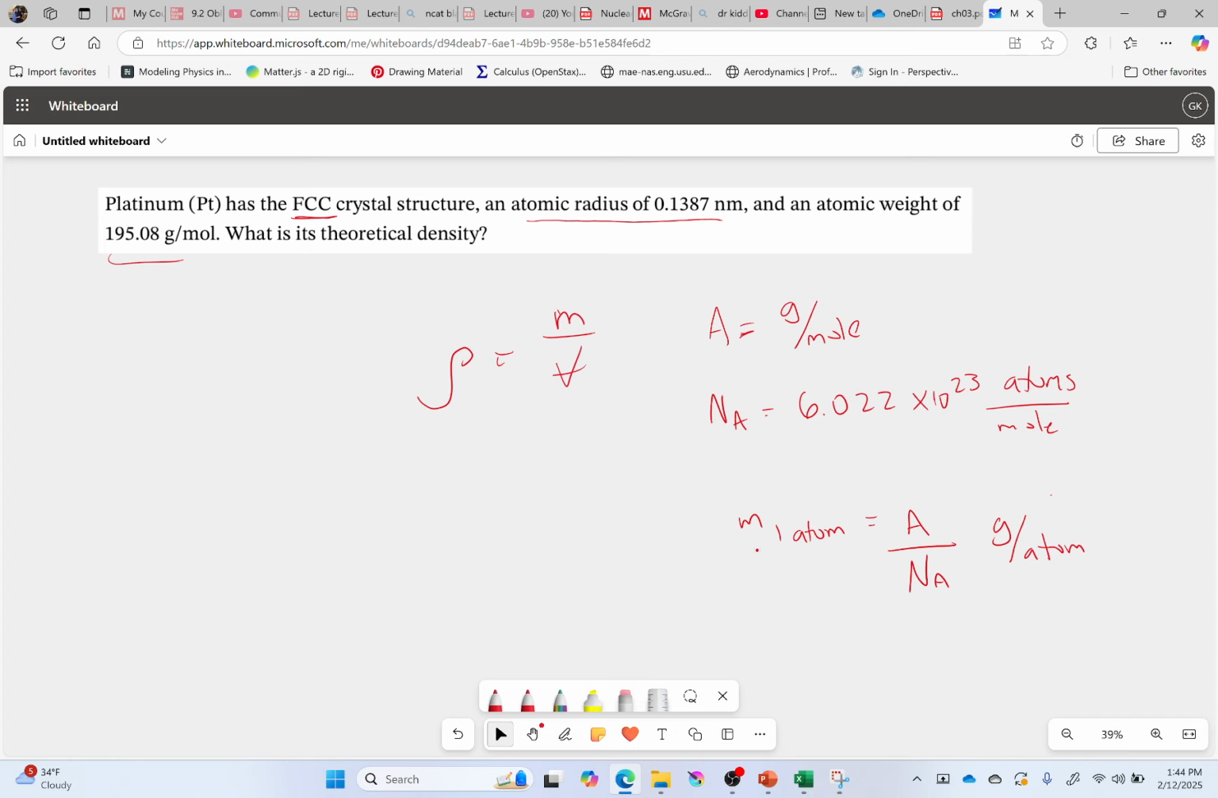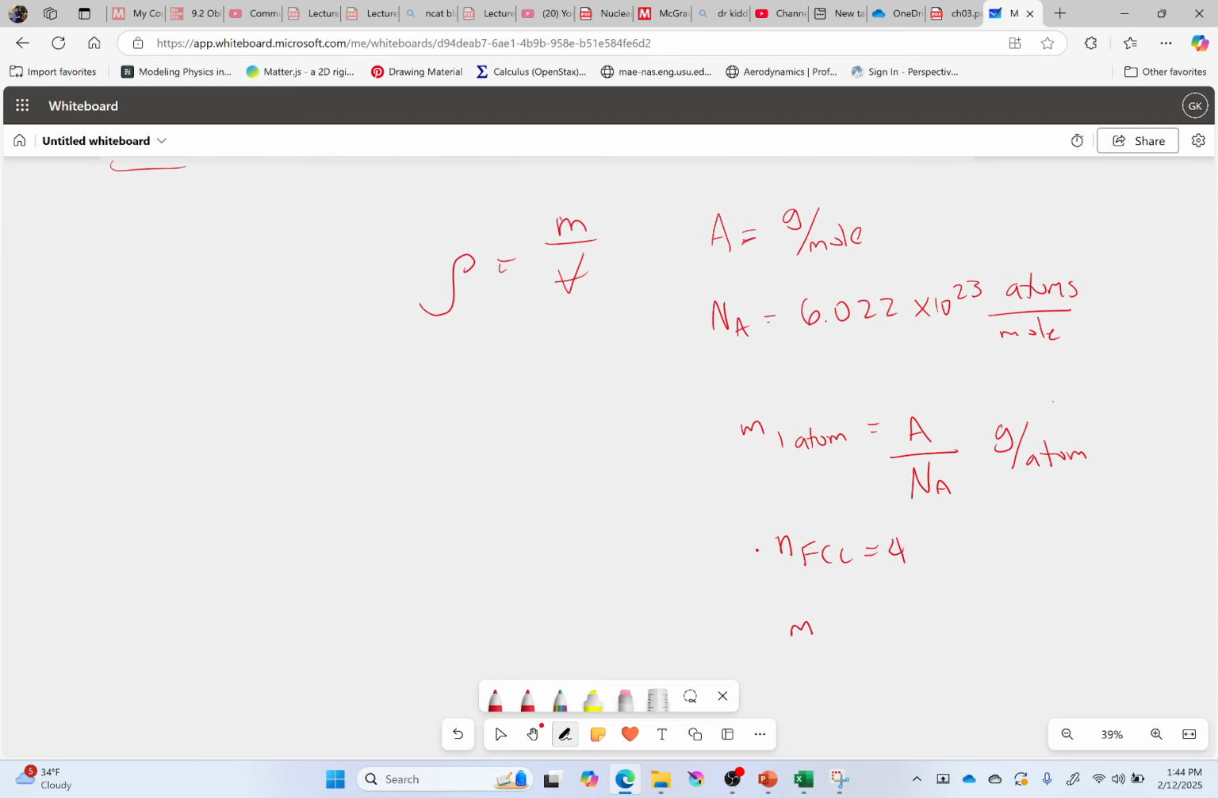Now, the second thing you have to ask yourself is, how many atoms are there in this cell? Because that's the volume I'm going to take. I need to know how many atoms there are. For an FCC cell, there are 4 atoms. So the mass inside of this cell is going to be equal to my atomic weight times the number of atoms in that cell, all divided by Avogadro's number. That should do it.